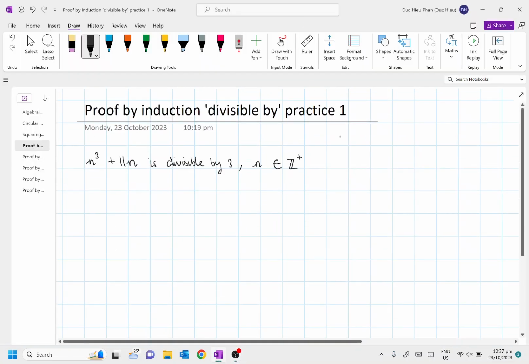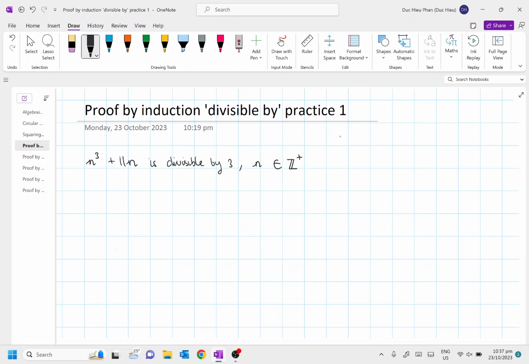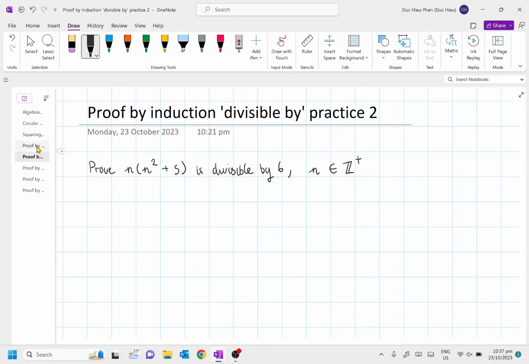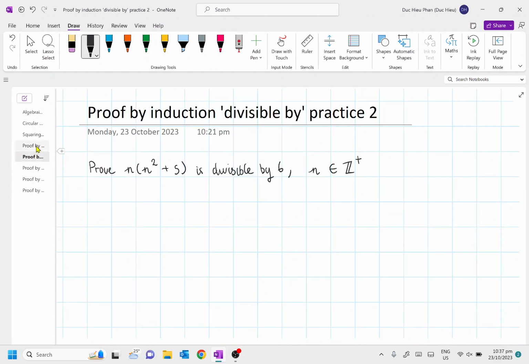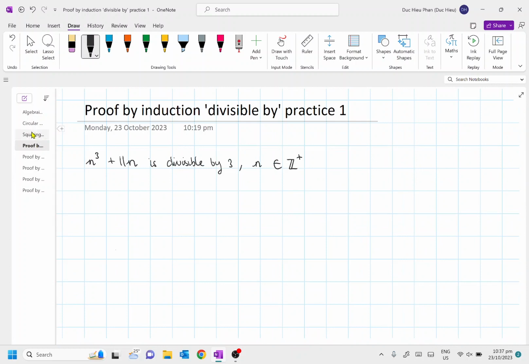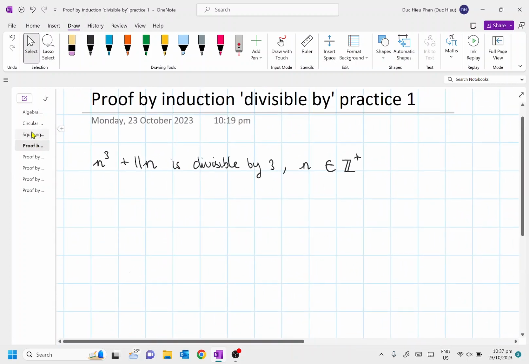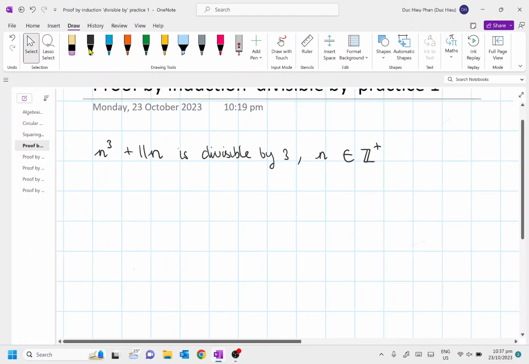Hello! We're gonna do proof by induction questions, and more specifically, the type of divisible by questions. We're gonna start off easy, the more simple types, and then we're gonna move on to the more tricky types of divisible by. So if you want to skip ahead or you want to watch the full thing, up to you, and you can be doing these questions while I do them too.